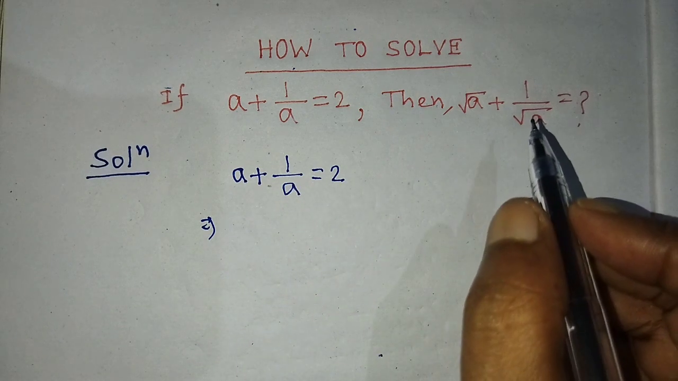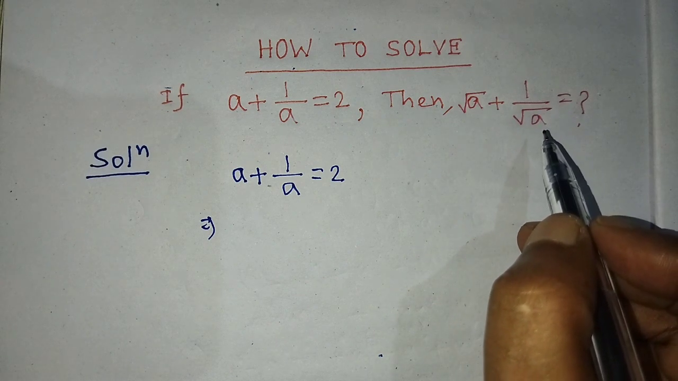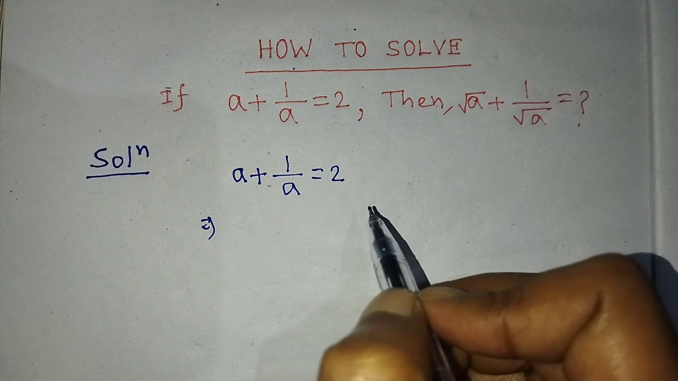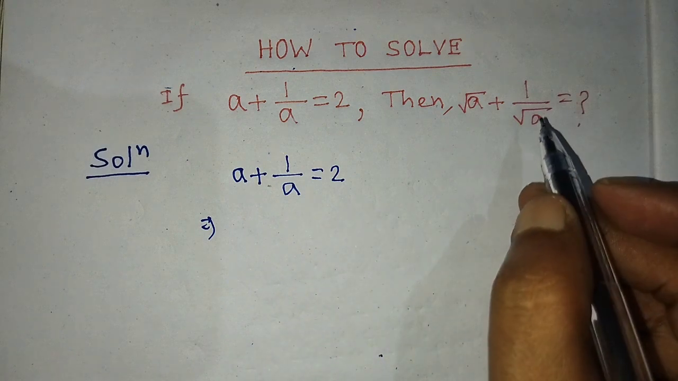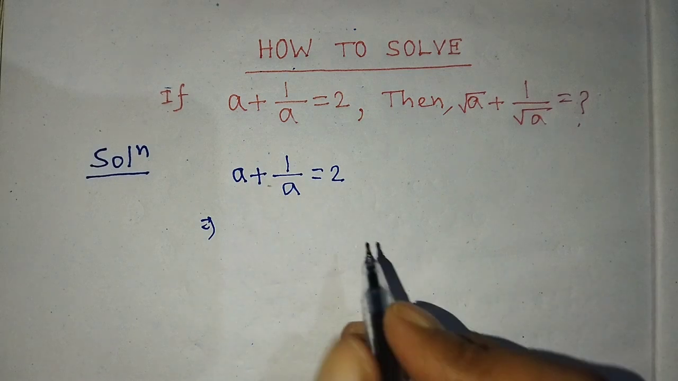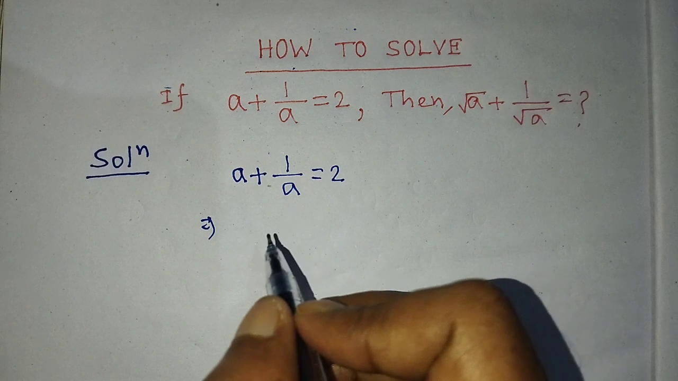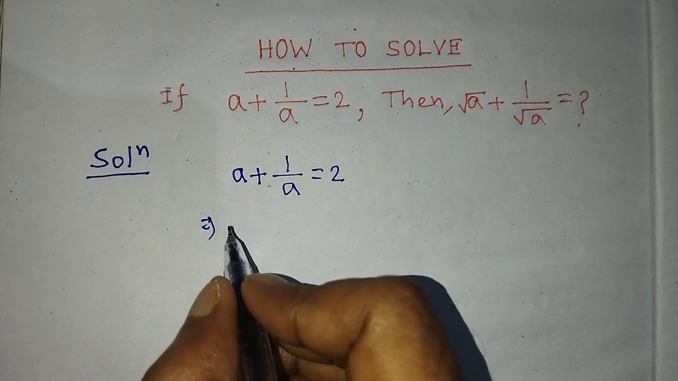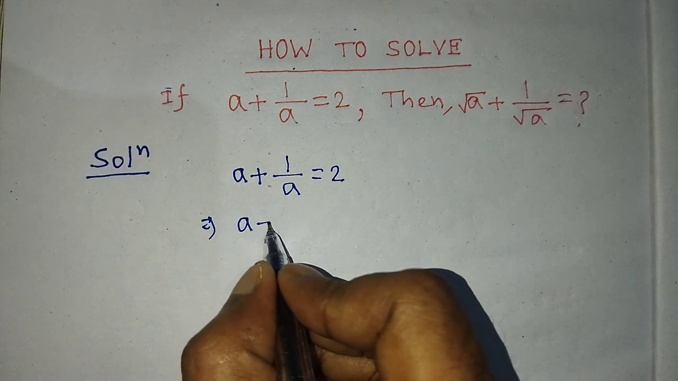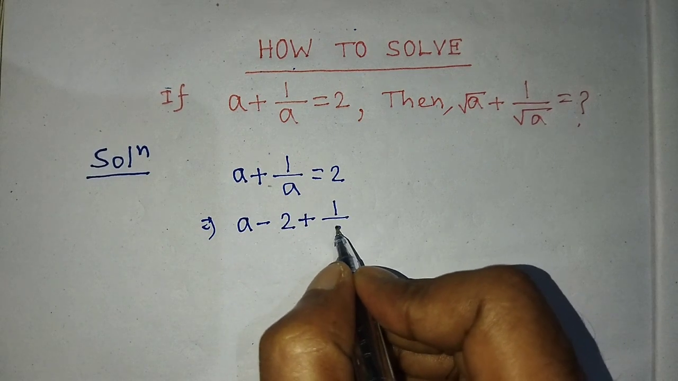and we have to find the value of root a plus 1 over root a from this equation. So student, to find the value of this algebraic expression from this equation, first of all we have to transpose 2 from the right side to the left side. Okay, so on the left hand side we have to write a minus 2 plus 1 over a is equal to 0.